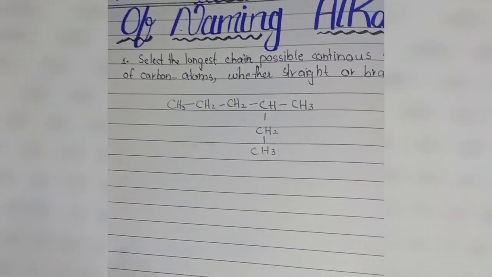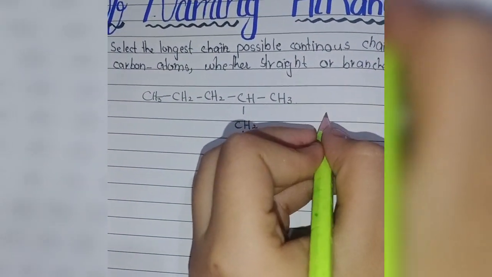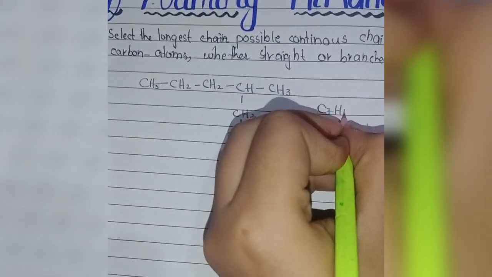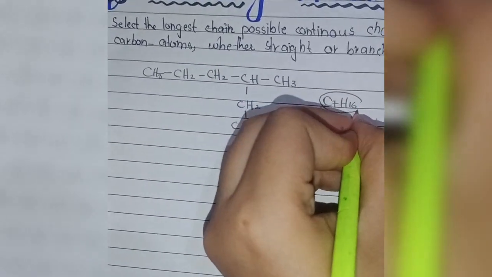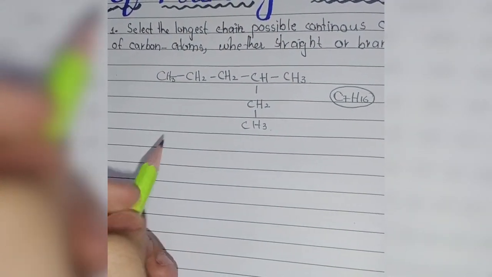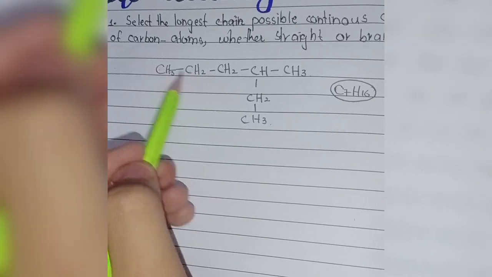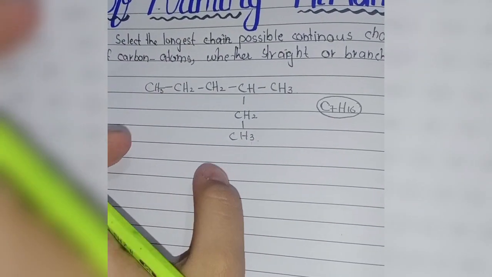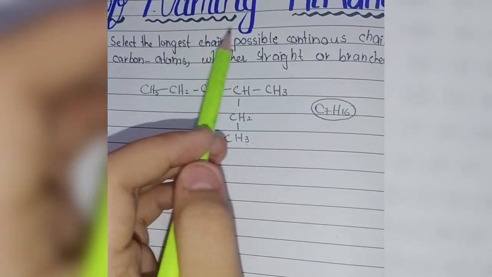Okay, so this is the chain of heptane. The heptane formula is C7H16. So as you can see here, there are 1 2 3 4 5 6 7, seven carbons and 16 hydrogens. Now let's give the numbers for the longest possible chain we have to make.